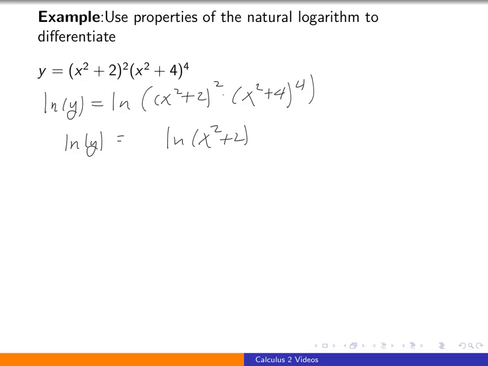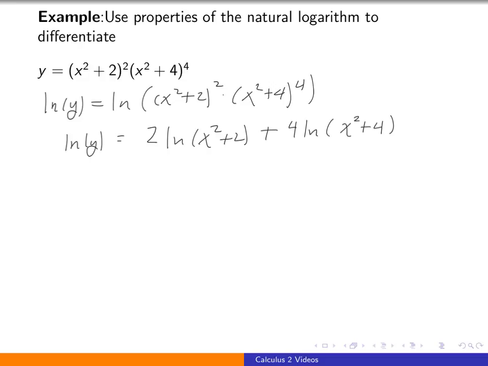But instead of putting the square inside, I'm going to pull it outside as a constant, plus the natural log of that second function, x squared plus 4 to the fourth. But once again, properties of natural logs, instead of having it raised to a fourth power inside the ln, I'm going to pull that out front. So using properties of natural logs, we've taken this expression we had on the right-hand side, and we've written it in a much more convenient format, at least from the perspective of differentiation.